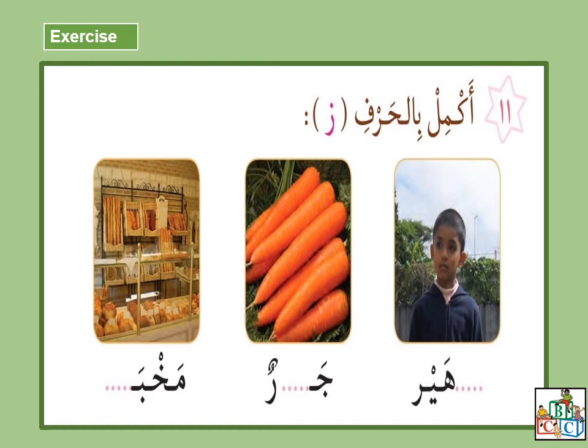Zuhair. In the middle, you have Jazarun, carrot. We learned Jazarun, carrot. So the Z will attach only with the jim, the first one, and it goes down the line, and you put a fatha on it, jazarun. And the last one is maqbazun. The Z will attach with the ba, and goes down the line, and no need to put the dhammatan. The Z must be down the line, okay? Maqbazun, bakery. Zuhair, jazarun, and maqbazun. جميل.